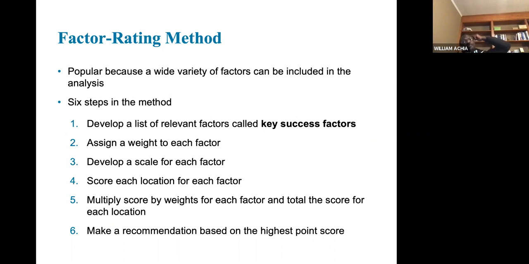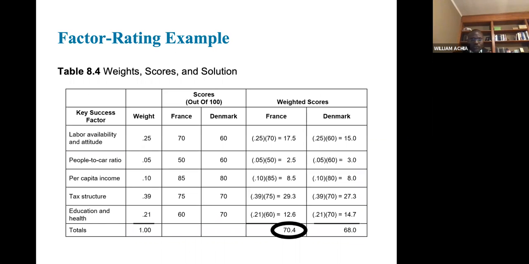The factor rating method looks at what we call our key success factors, and it requires that the people charged with making that decision determine what exactly we need to consider for a location to achieve some level of success in certain regards. So let's look at these two countries that a potential fictitious corporation is looking at expanding to, considering two different locations, one in France, one in Denmark.